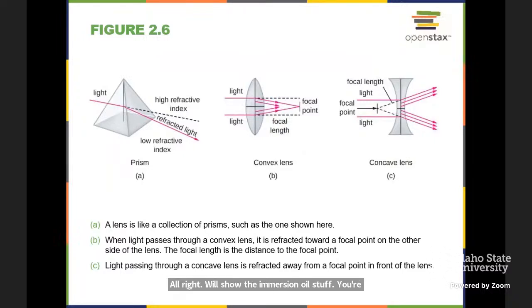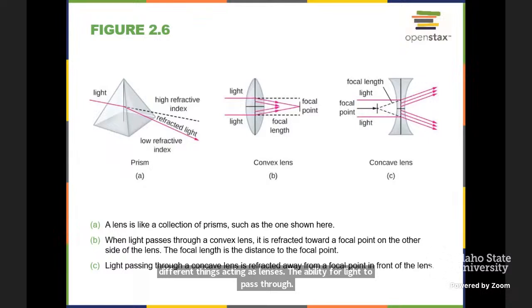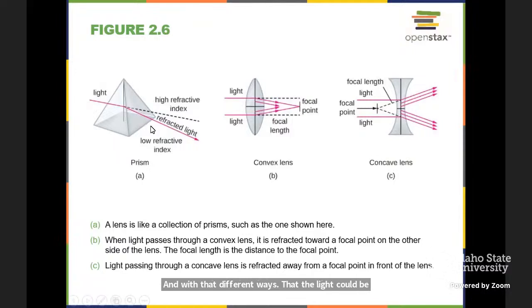All right. So different ways that glass can be ground, and we can see different things acting as lenses with the ability for light to pass through. And with that, different ways that the light could be focused, if you will, as it's moving through. Our prism, which can separate light, normal, natural light, into the visible spectrum. You get a rainbow with a prism as the light is refracting and being separated as it moves through here.